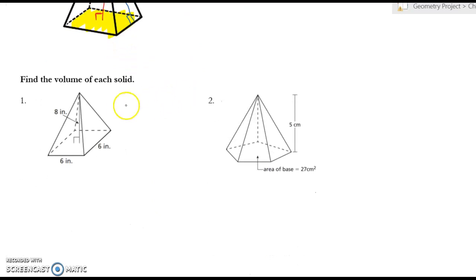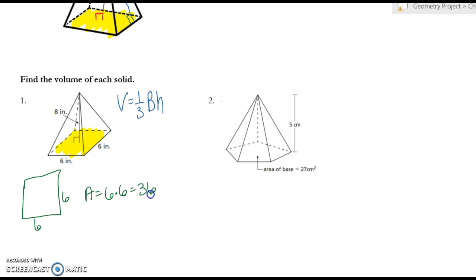Okay, so we're going to find the volume. So remember, volume is 1/3 base times height. I would still like you to understand what the base is, so I'm going to highlight that. And I'm still going to draw my picture of my base. All right, we did that earlier. And my base is a 6x6, and so that area is 6 times 6, which is 36. So now it's 1/3 times 36 times my height, which goes down through the center, which is 8.